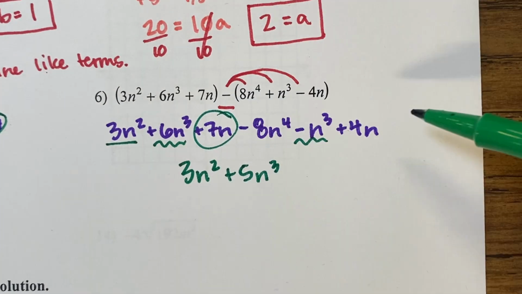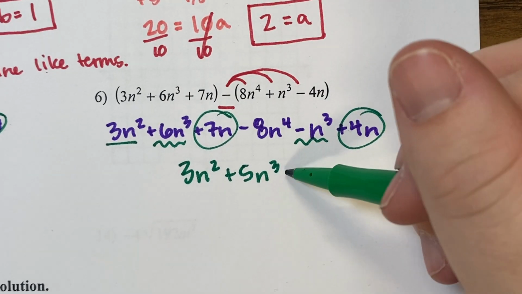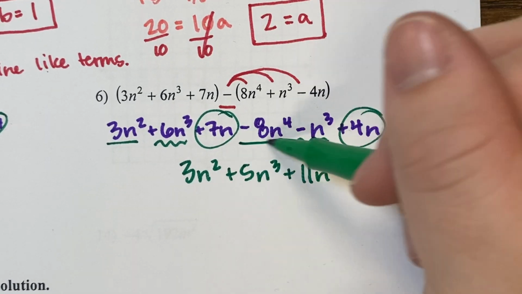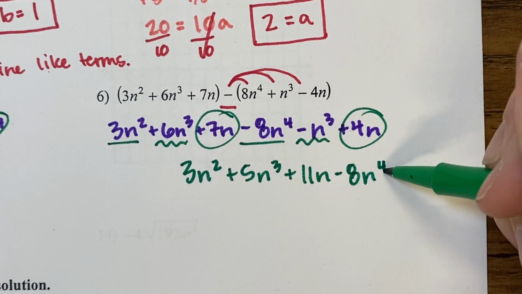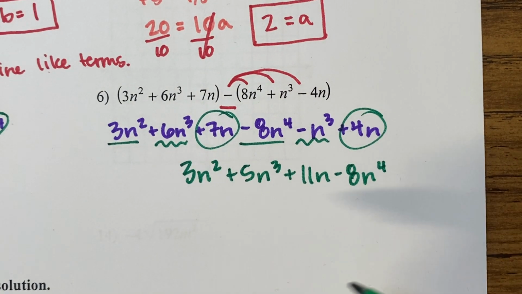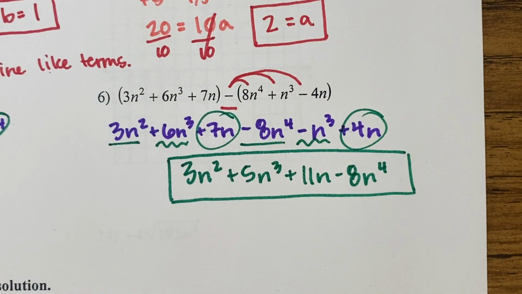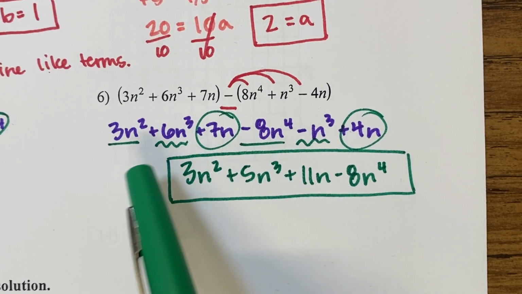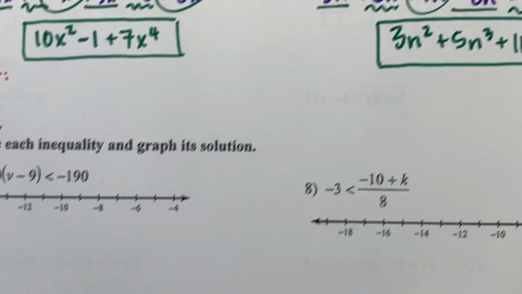Then I have 7n plus 4n, because they're both just n to the first power. That's going to give me positive 11n. And then the only thing I have left is negative 8n to the 4th, which can't combine with anything else because I don't have any other n to the 4ths. So that is our simplified expression. And there we go. We just had to change the signs if needed and then combine like terms.